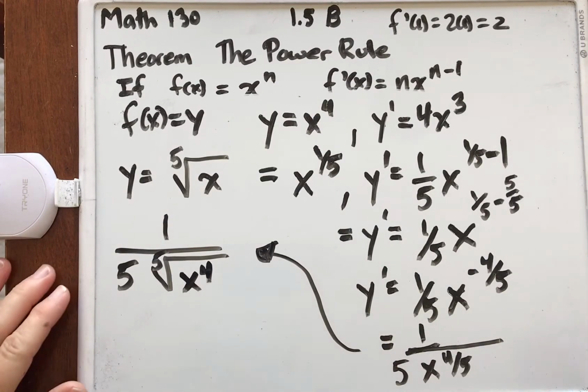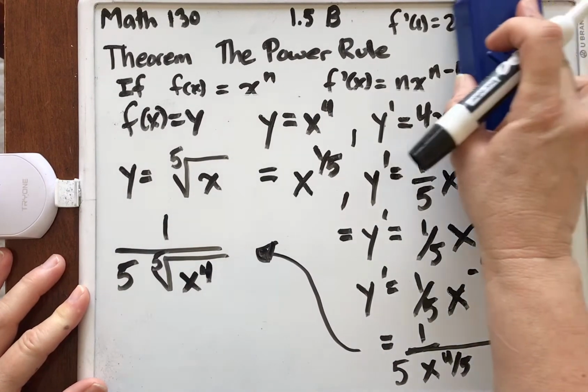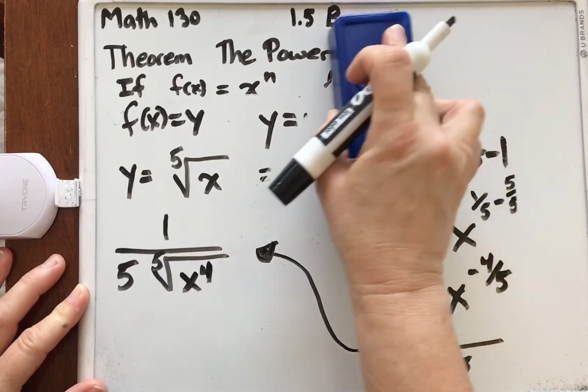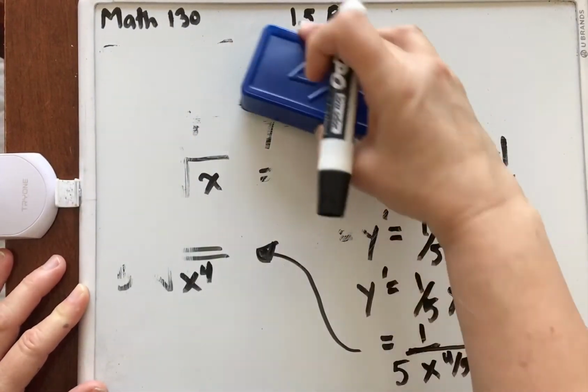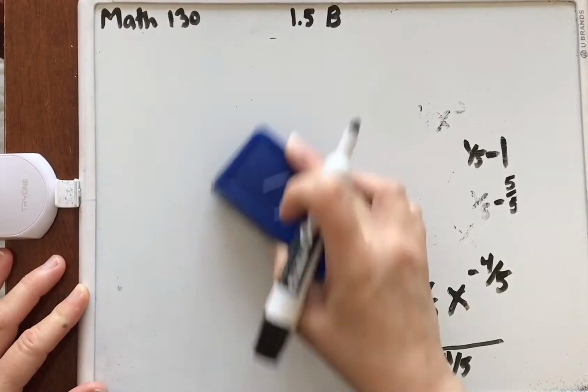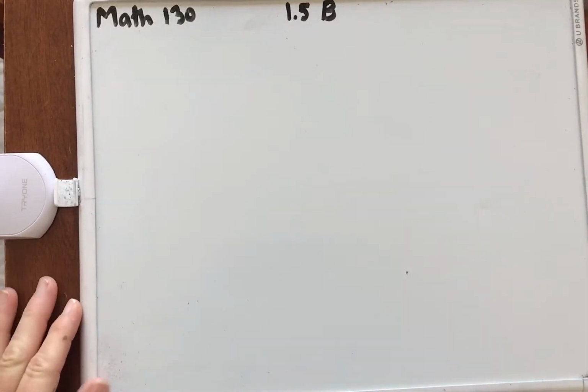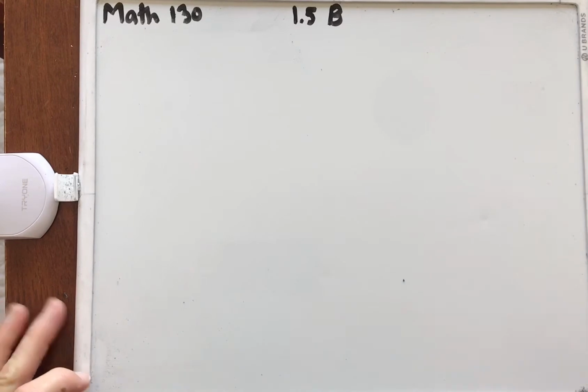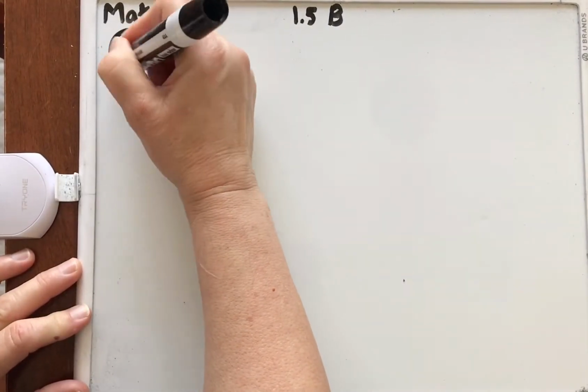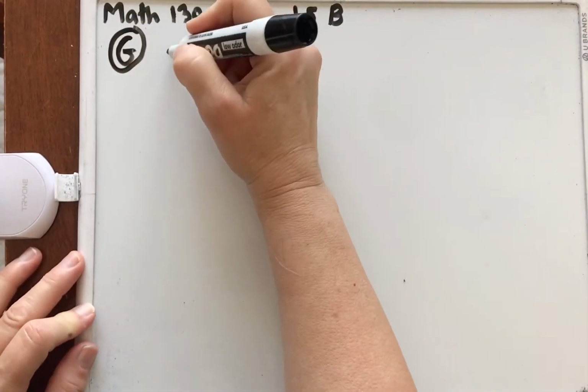Okay, now I'm going to have you do the power rule. Normally, when you're in class, I have you do this in groups. What I'm going to have you do is do it on your own, and then I'll come back and we'll talk about the answers. Okay, so I'm going to put a little G here. That means group. That means you're going to work on your own right now.